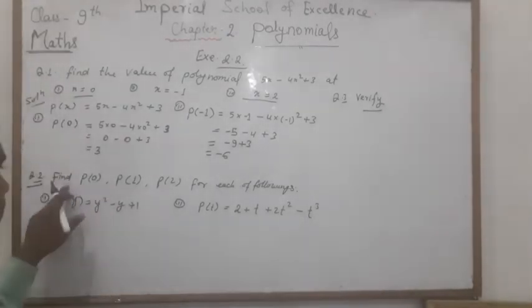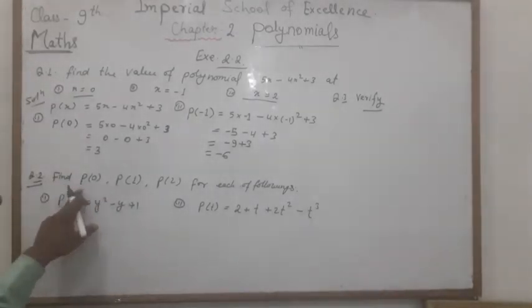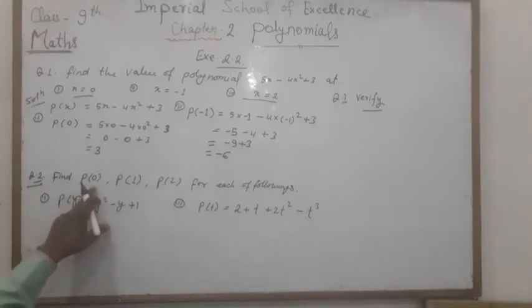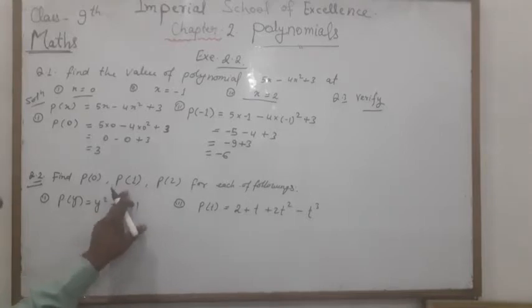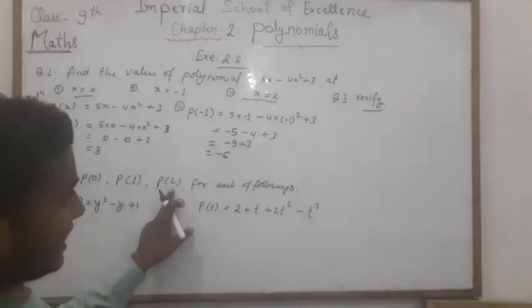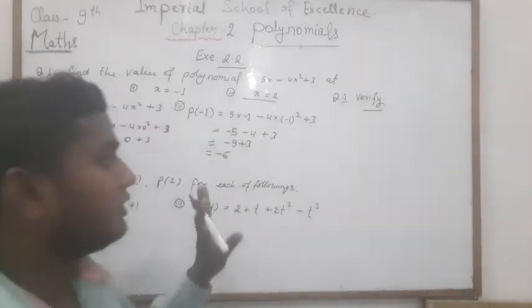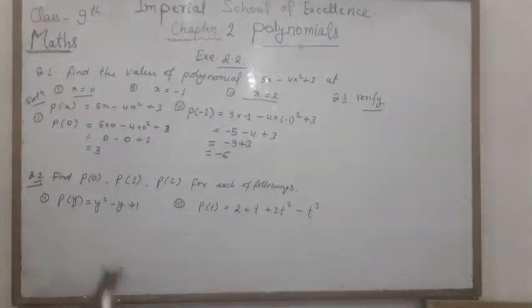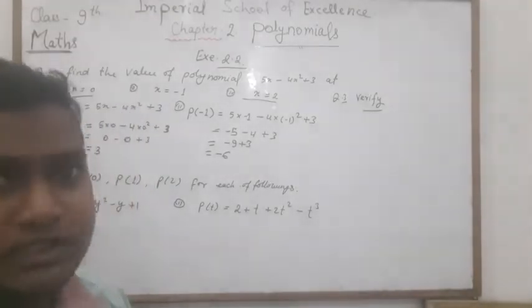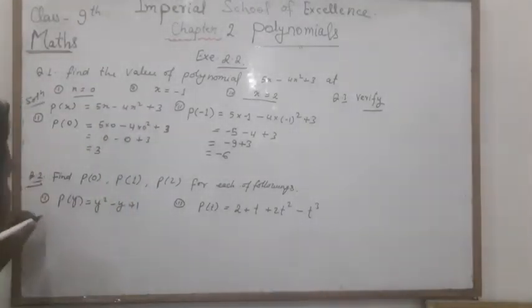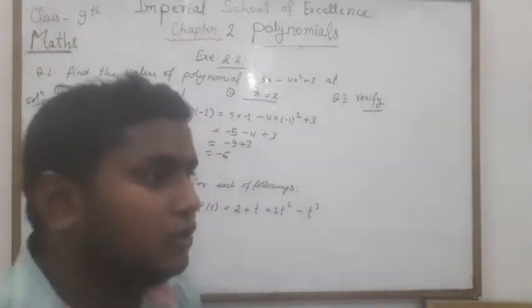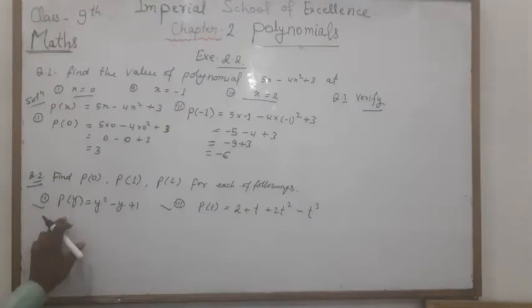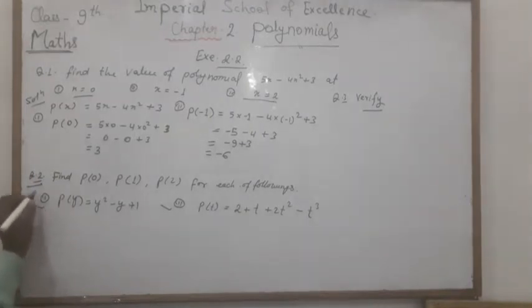See this question number 2. Find p(0), means value of the polynomial at x equal to 0; p(1) means value of the polynomial at x equal to 1; and p(2) means value of the polynomial at x equal to 2, for each of the following. And here 4 questions are there, but I will do only 1 and 2. There are 2 questions I will do for you, and the rest you will do. Okay, so let's see question number 1 of the second question.